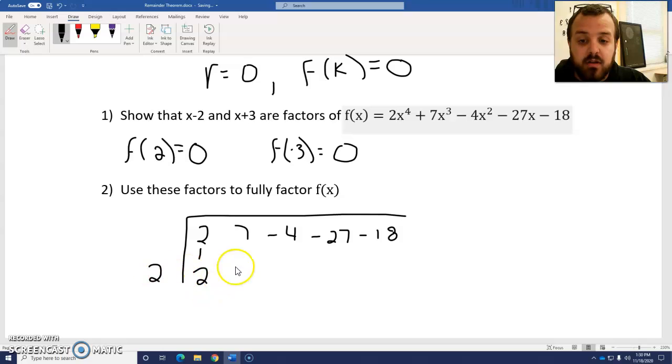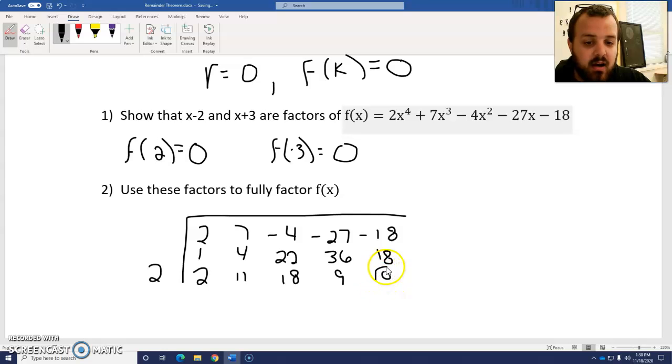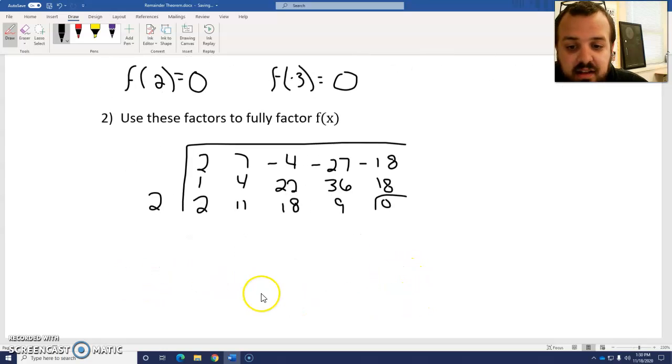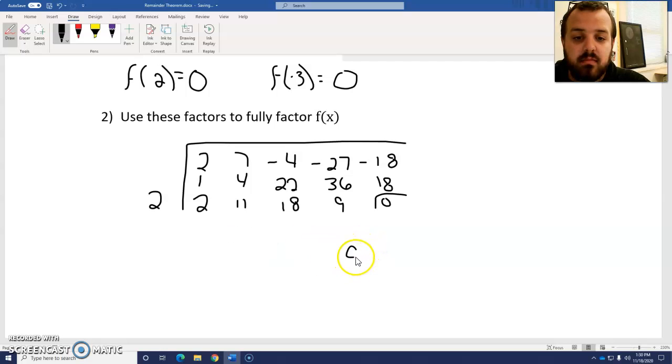Bring down the 2. 2 times 2 is 4. Add those together, get 11. 2 times 11 is 22. Add those together, I get 18. 2 times 18 is 36. Add those together, I get 9. 2 times 9 is 18. And look at that, I got a remainder of 0. Okay, so dividing by this, I get 9 and 18x and 11x squared and a 2x cubed.